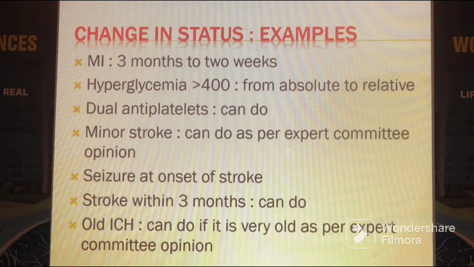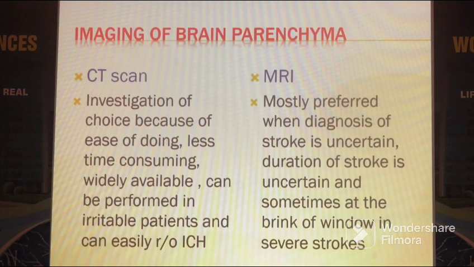Now it is not. And old ICH was an absolute contraindication, but now if the ICH is very old, like more than 2-3 years, and small ICH, you can still do. So these are the changes we should take notice of. And then the next step is imaging of brain parenchyma, which also you have to do simultaneously.